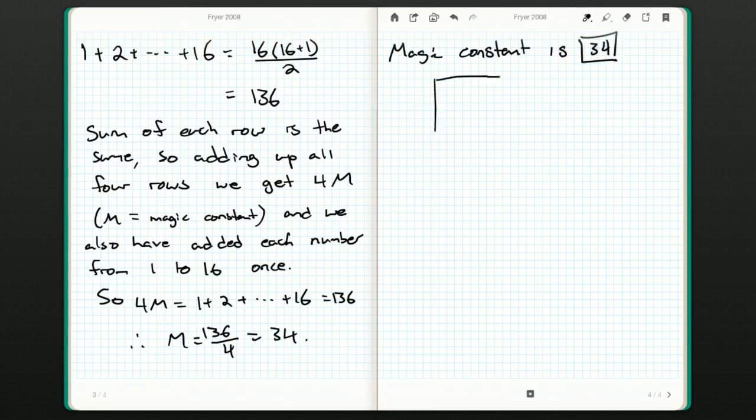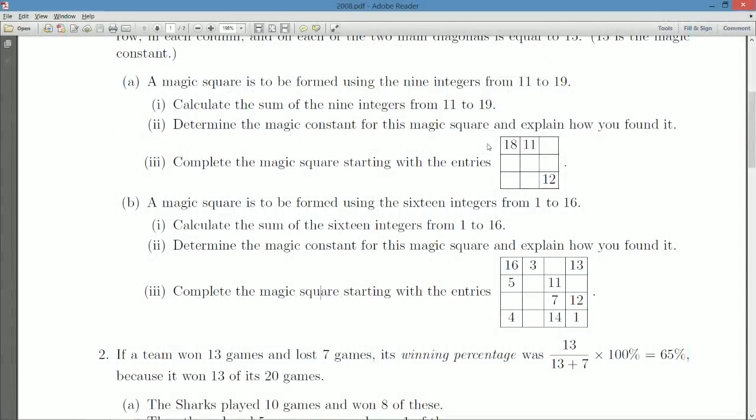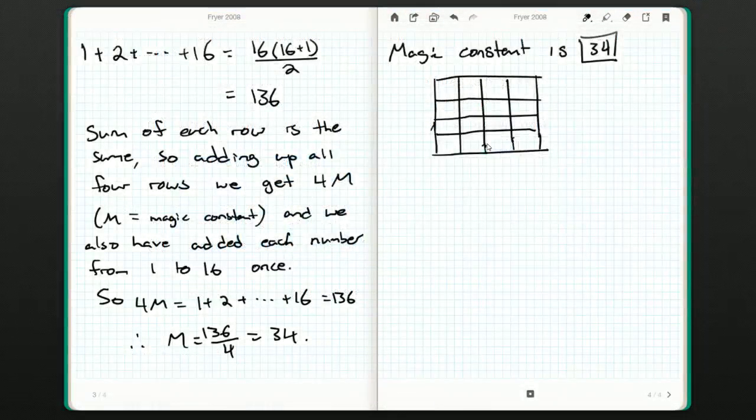Now, we're asked to fill in a partially completed magic square. So we'll just get our 4x4 grid ready. And now we have to go back and forth and fill in all the numbers because our memory is terrible. 16, 3, space, 13, I'm pretty sure it was 5, and then an 11 over here.